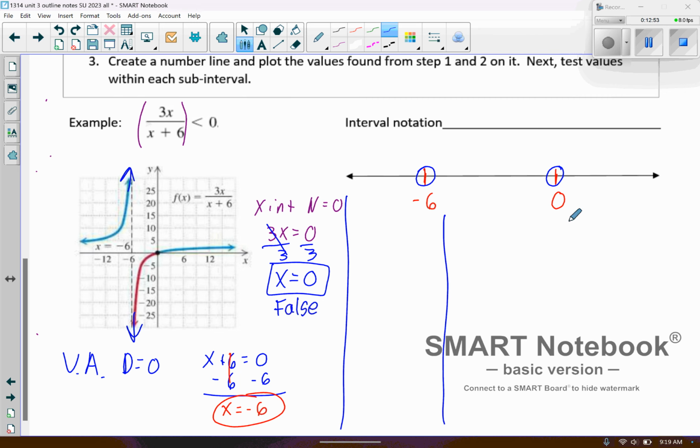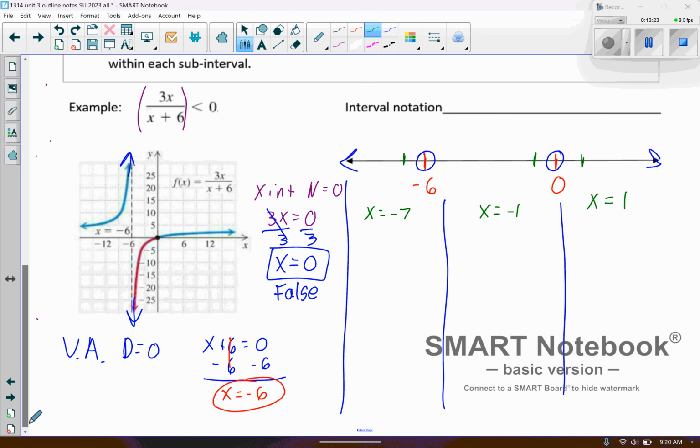Okay, so then I am going to need to test some points. And when we test it, we'll just plug it back into that original one because we didn't factor it. Okay, so let's test x equals negative 7. We can test x equals negative 1, and then we could test positive 1. Okay, and so we're going to go ahead and plug that in. When we plug that in, we're going to get 3 times negative 7 divided by negative 7 plus 6. And then we want to figure out, is that less than 0?